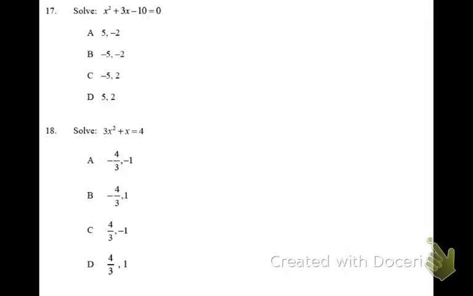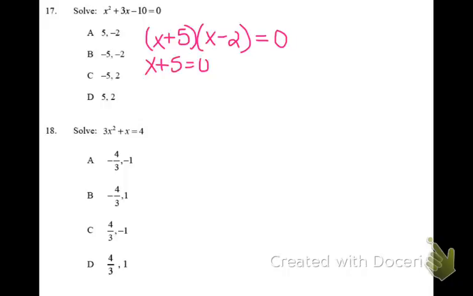17 is factorable, and you can tell that it's factorable because your answer choices are nice numbers. So you're looking for two numbers that multiply to negative 10 and add to 3. So I have x, that's going to be positive 5 and negative 2. When you're solving by factoring, you're setting each factor equal to 0. So you get x equals negative 5 and x equals 2. So your answer for that is C.